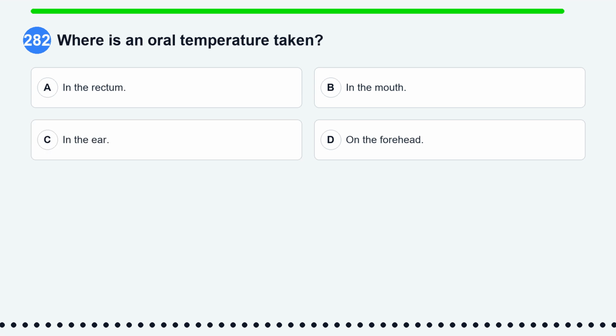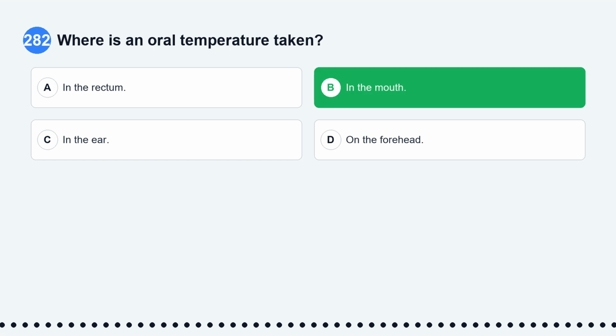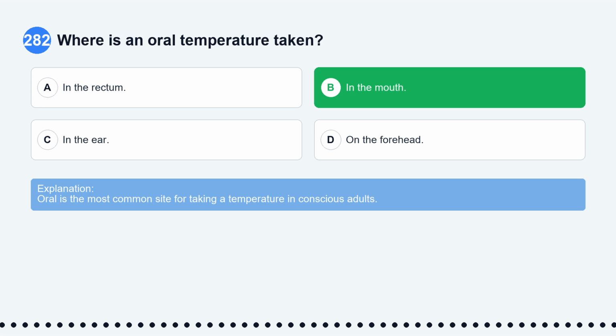Question 282. Where is an oral temperature taken? Option A, in the rectum. Option B, in the mouth. Option C, in the ear. Option D, on the forehead. The correct answer is option B, in the mouth. Oral is the most common site for taking a temperature in conscious adults.